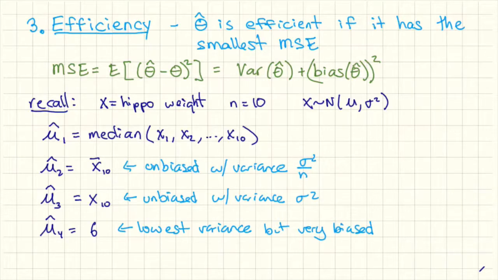The 10th observation is also unbiased. It has a variance of sigma squared, so it has a higher variance than our mean. So we probably prefer the mean because we want smaller variance. And the last one we're going to look at is the median. So the median in this case is also an unbiased estimator because our distribution is symmetric. The mean and the median are the same. So the median can also actually be used here as an estimator of mu. It's unbiased, but its variance is not as small as the variance for the sample mean.